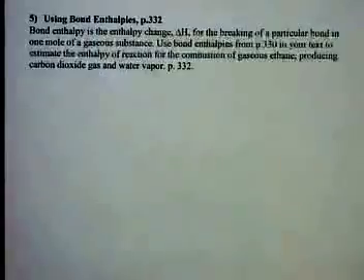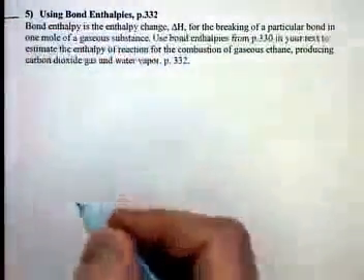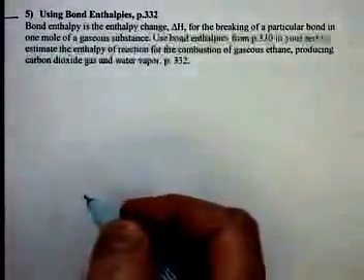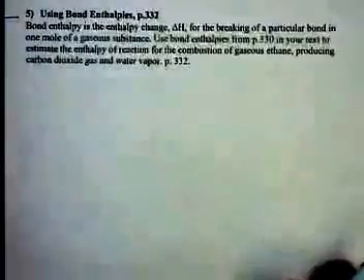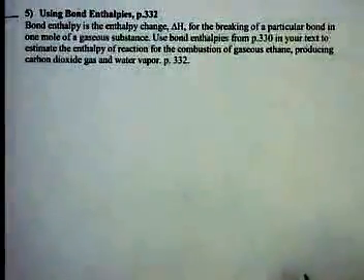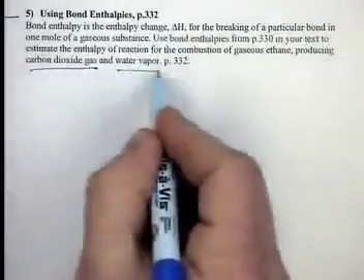This is a real common type of problem to be used. It says the bond enthalpy is the enthalpy change for breaking a particular bond in 1 mole of a gaseous substance. Use bond enthalpies from page 330 in your text to estimate the enthalpy of reaction for the combustion of gaseous ethane producing carbon dioxide gas and water vapor.